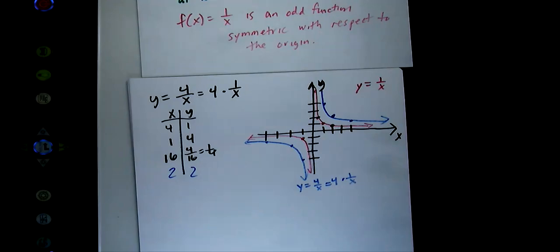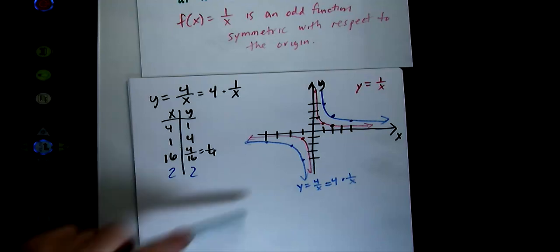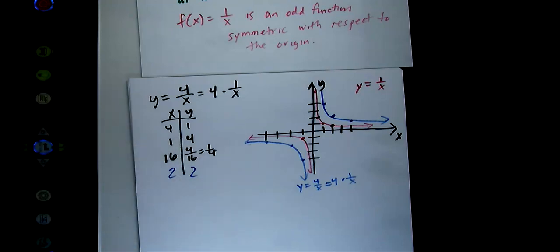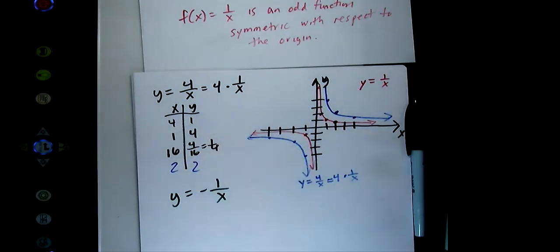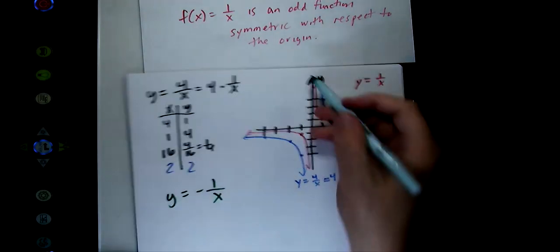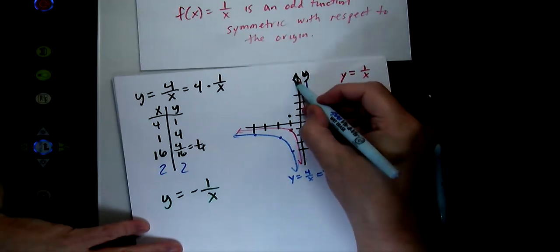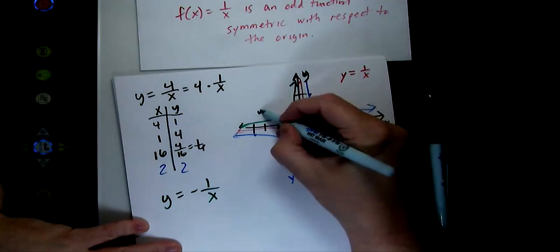It kind of moves it away from the origin. The blue line is the one with the 4 in front or on top. The red one is your basic one. It kind of just takes it and pushes it further out, diagonally. And if I do y equals negative 1 over x, this actually just flips it upside down. This is y equals negative 1 over x.